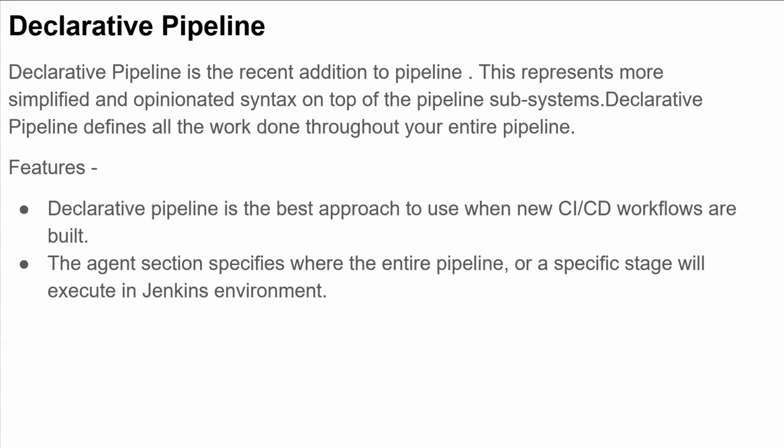Now, the declarative pipeline was recently added to Jenkins. It represents a more specified and optimized syntax on top of the pipeline subsystem. The declarative pipeline defines all the work done through your entire pipeline. The declarative pipeline is the best approach to use for CI and CD workflows, and the agent specifies where the entire pipeline or a specific stage will execute in the Jenkins environment. These two, the declarative part and the scripted part, are where we write the scripts.